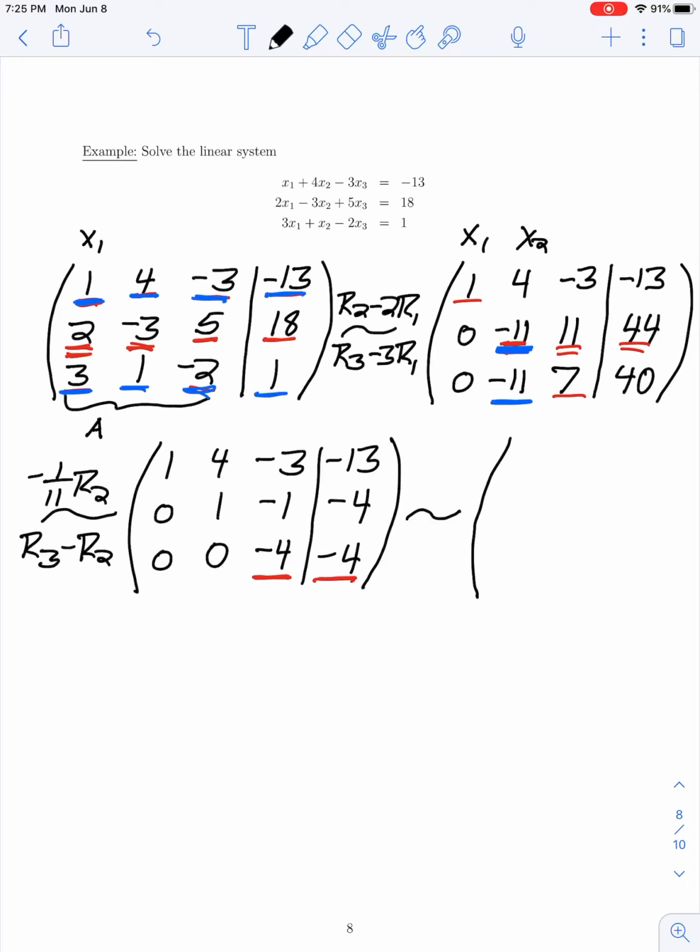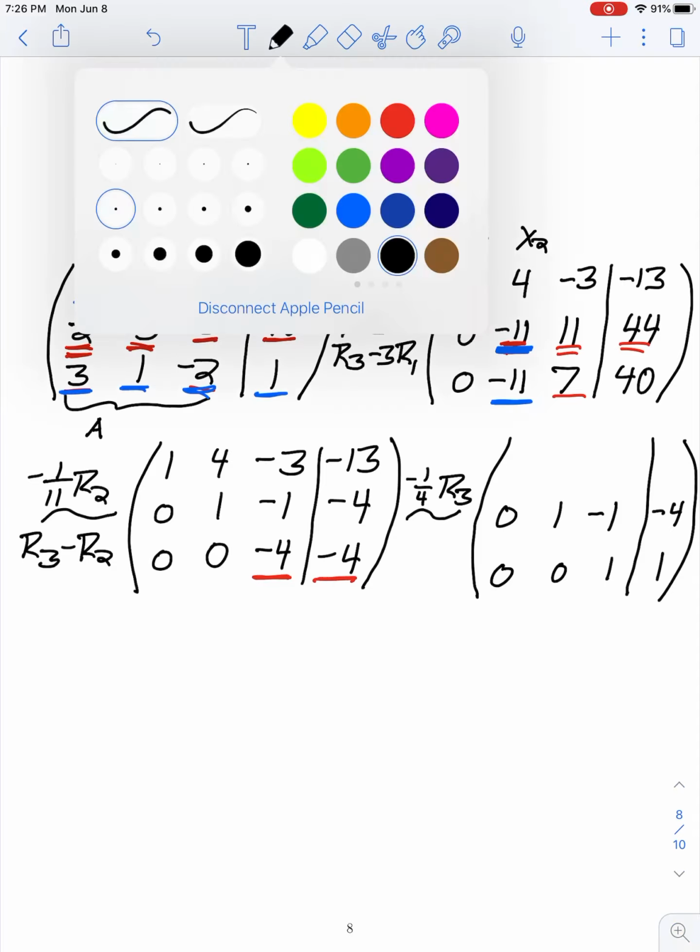This is equivalent to this matrix we get by taking negative 1/4 of row 3, which makes my third row 0, 0, 1, 1. Now, in this same step, we could maybe simplify one of our other rows. So for right now, I'm going to leave my second row alone. Let's take it as 0, 1, negative 1, negative 4.